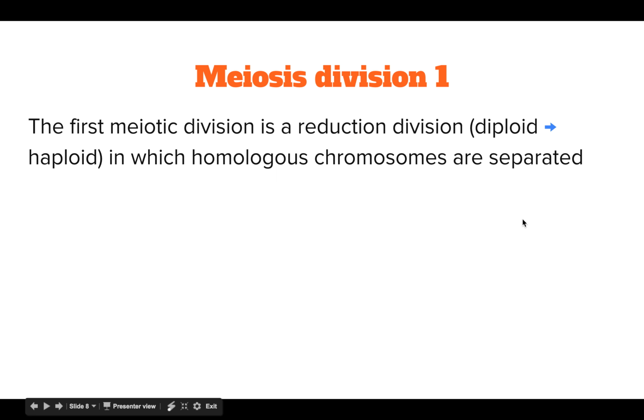Okay, so now we're going to start talking about the actual process of meiosis. As mentioned before, meiosis is split up into two divisions. Once you learn the first part, the second part will be very easy to remember. It's almost identical. Okay, so meiosis division one. This is the first meiotic division, and it's a reduction division. It leads from diploid to haploid. You should know these two terms also. This happens when homologous chromosomes are separated.